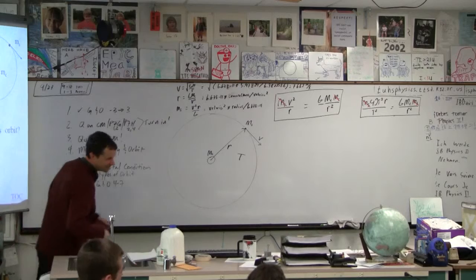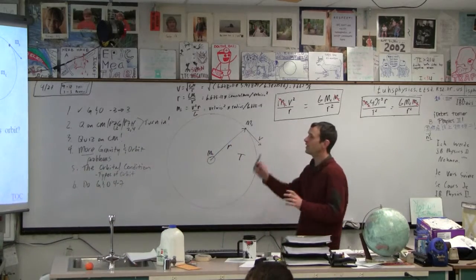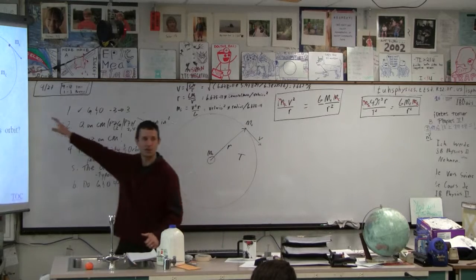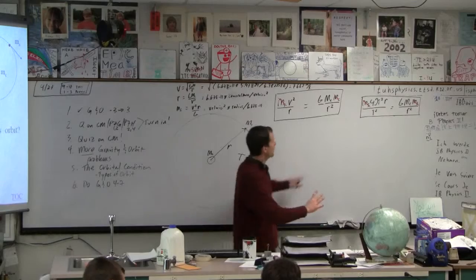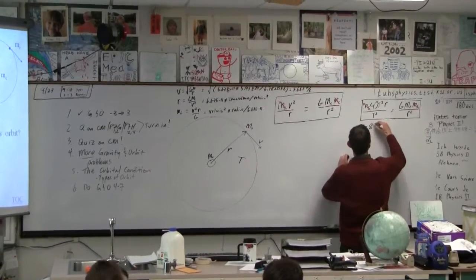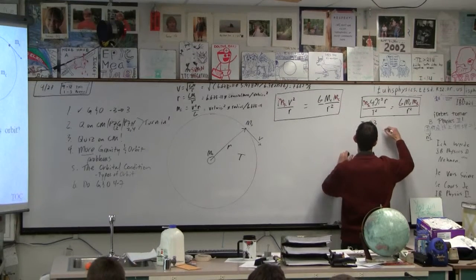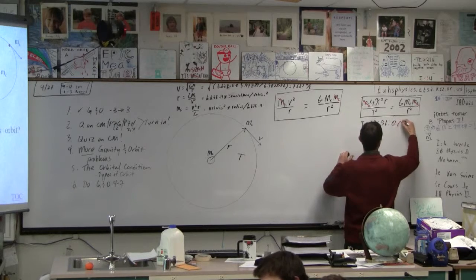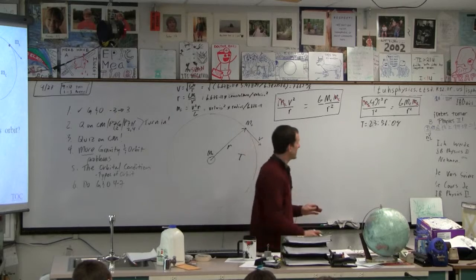It hurts my brain. Okay, so we want to find the radius of a geostationary orbit. Are we ready for this? So what do we know? Don't we know the period is 23 hours, 56 minutes, 4 seconds? Yes? Don't we know that? Right? So let's turn that into seconds.